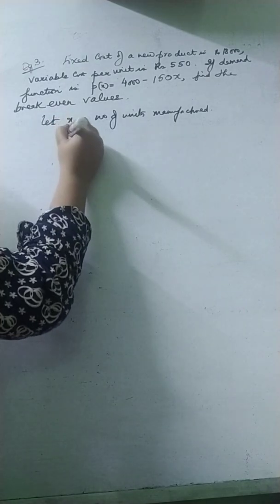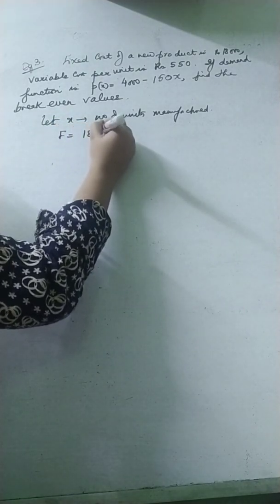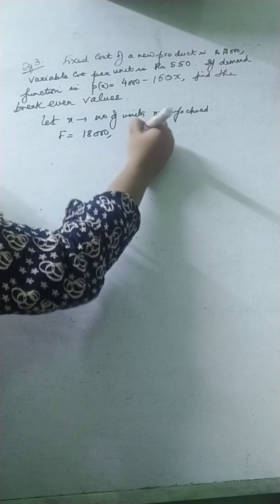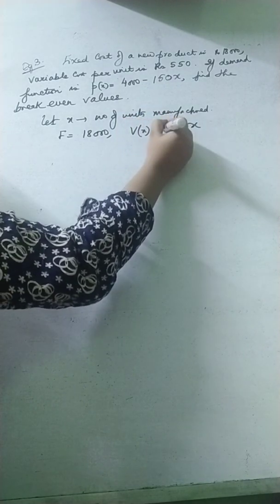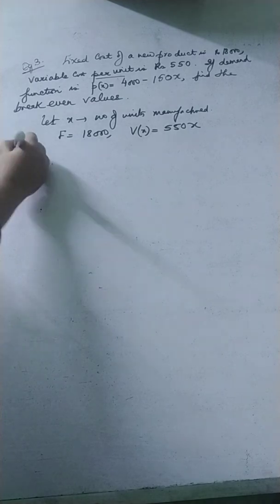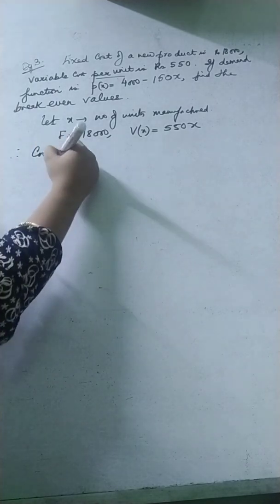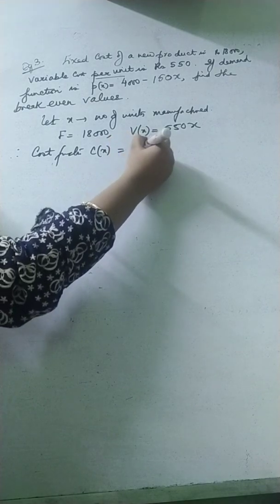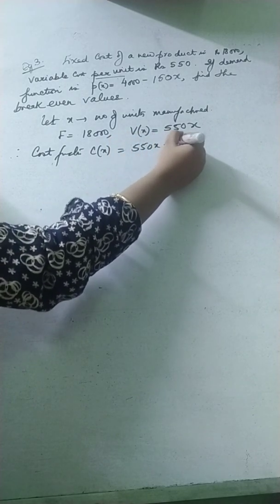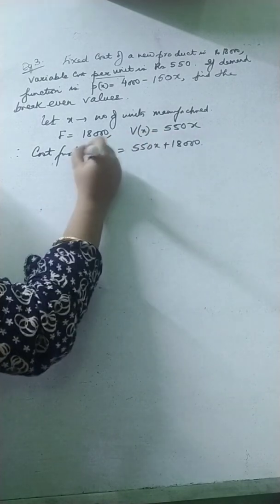Here, what is given? Fixed cost is given as 18,000, and variable cost over here is how much? 550x, because they are saying per unit it is 550. So for x units, it will be 550x. Therefore, what is the cost function? Cost function Cx is Vx plus f. So it's 550x plus 18,000. This is your cost function.